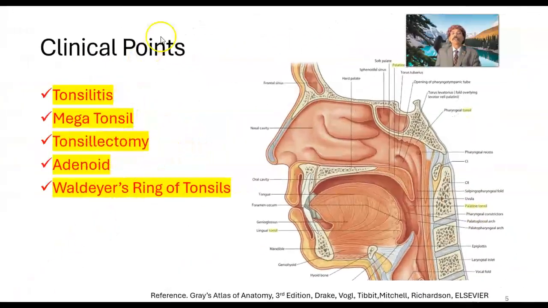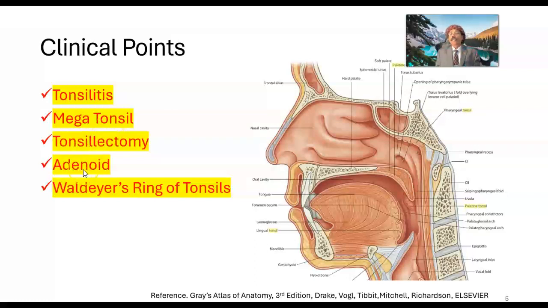Okay, we have some clinical points. Tonsillitis, a very common problem in children. Tonsillitis is the inflammation of the tonsil. It may be very large. It may need tonsillectomy, that is the surgical removal of the tonsil. Megatonsil, the tonsil may be so large it may block the oropharynx. The kid or the adolescent boy or young adult may have difficulty swallowing food. Okay, this is a large size tonsil that may happen.